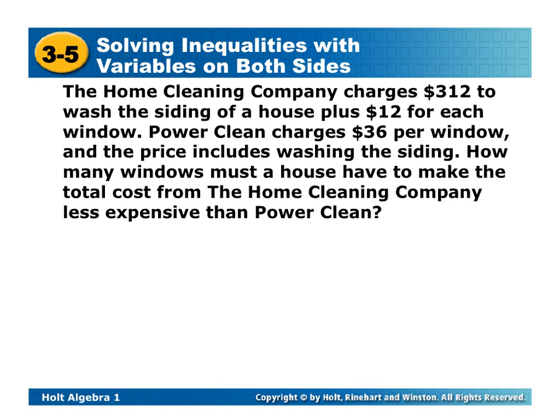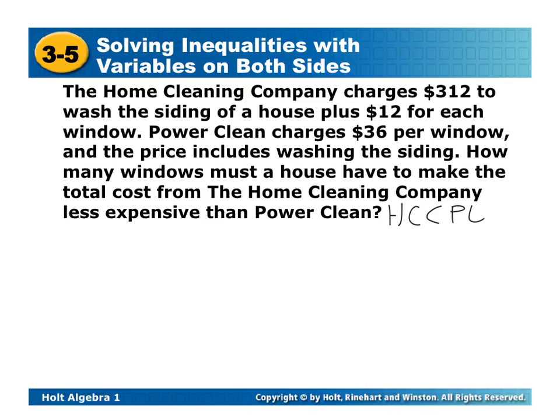Alright, so now let's look at a real life situation where we might be able to use inequalities. The home cleaning company charges $3.12 to wash siding of the house, plus $12 for each window. The power clean charges $36 per window, and that price includes washing the siding. How many windows must a house have to clean to make the total cost in the home cleaning company less expensive than power cleaning? So essentially we want home cleaning to be less than power cleaning.